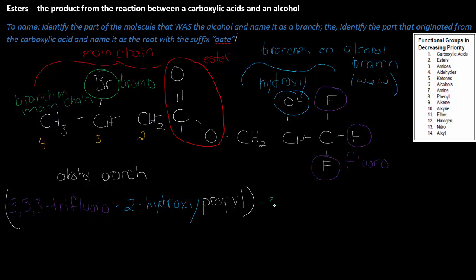Now it's time to account for the bromine branch on the main chain, so 3-bromo, because the bromo occurs at carbon 3 on the main chain. Butan, because it's a 4-carbon main chain. -oate. Okay, the -oate for the ester functionality. So 3,3,3-trifluoro, 2-hydroxypropyl, 3-bromobutanoate is the full name of this thing.